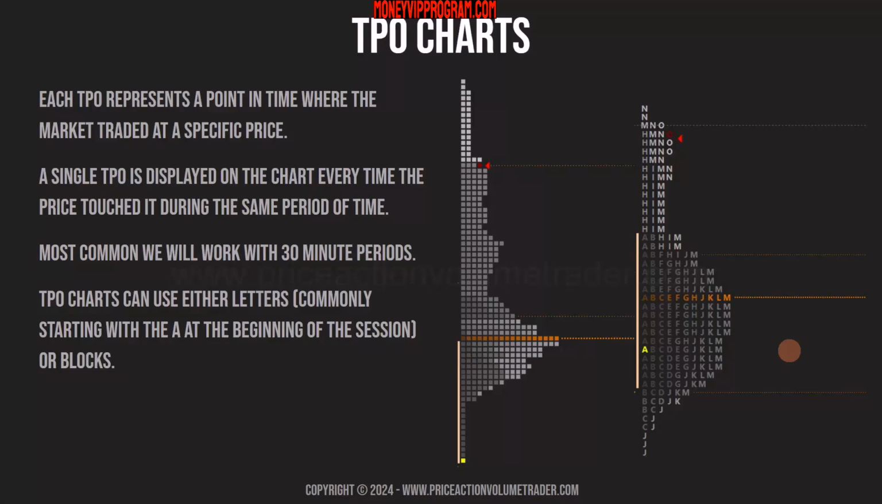There are two ways that you can see TPO charts. On the left right here, this is the block view. With this, you're going to see a bunch of little rows of blocks. And then there is the letter view, where you can see a bunch of letters of the alphabet. We'll usually start with the letter A, and then it just goes on and on until the end of the profile. In this case, this is just a daily session profile, for example.